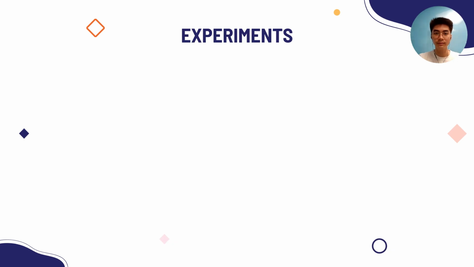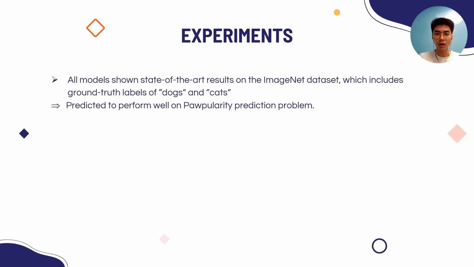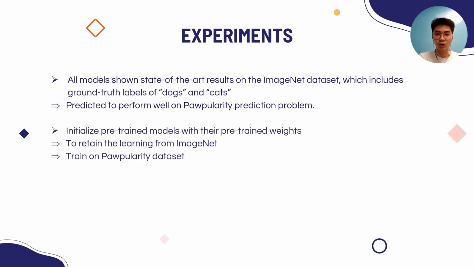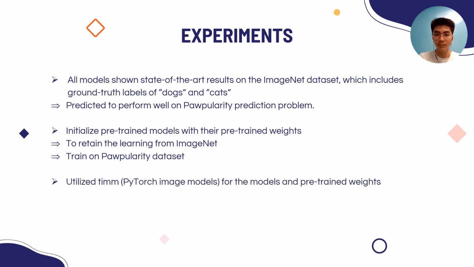For the experiment, since all selected models have been shown to produce state-of-the-art results on the ImageNet dataset, which includes ground truth labels of dog and cat, we predicted that they would perform well on our popularity prediction problem, which only includes pictures of dogs and cats. Hence, we decided to initialize these models with their pre-trained weights to retain the learning from ImageNet and then train them on our popularity dataset. We use timm to access the models and their respective pre-trained weights.